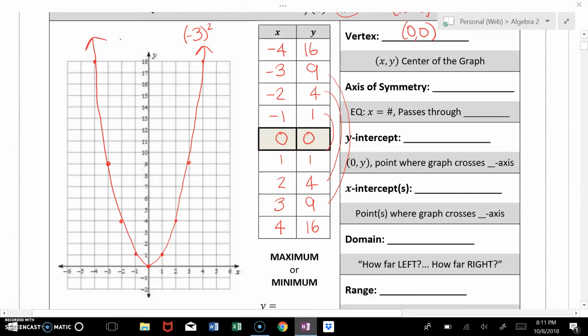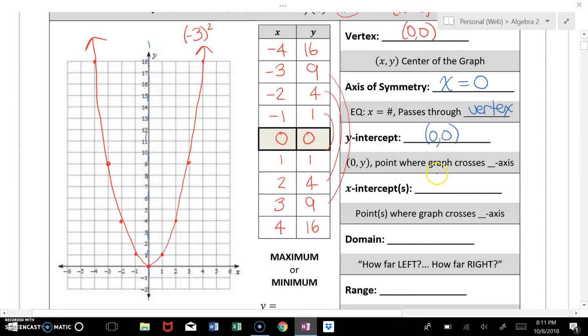Let me just draw this in here. If I was to take a mirror and draw a line down here, we could see that it would reflect across this vertical line. And that vertical line is written as x equals 0. We can see here the equation is x equals a number, and it passes through the vertex. Our y-intercept for the parent function is 0, 0.